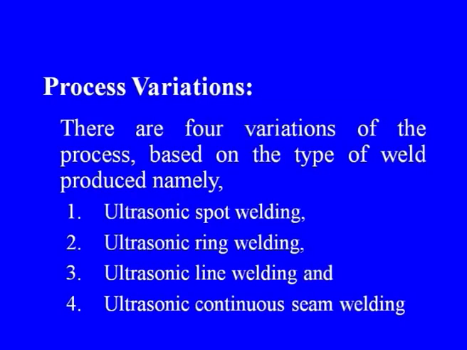Now, there are a few process variations in this ultrasonic welding process. Basically, there are 4 variations. They are of this type: number 1, ultrasonic spot welding; ultrasonic ring welding; ultrasonic line welding; and ultrasonic continuous seam welding. Let us first of all discuss ultrasonic spot welding.